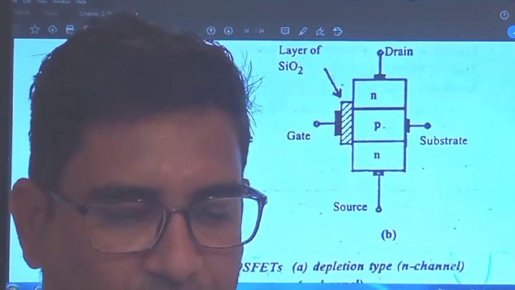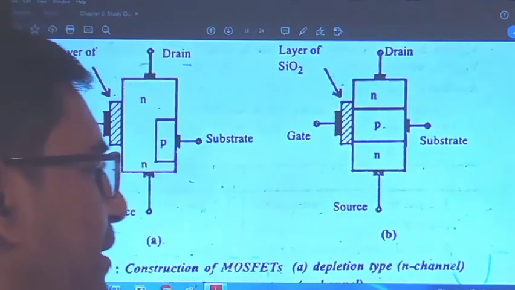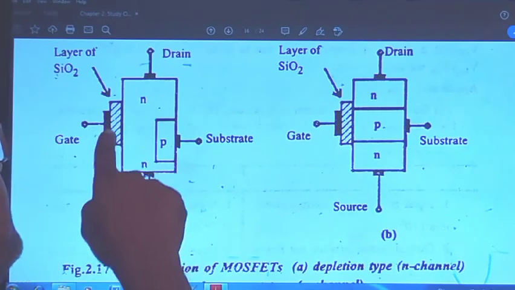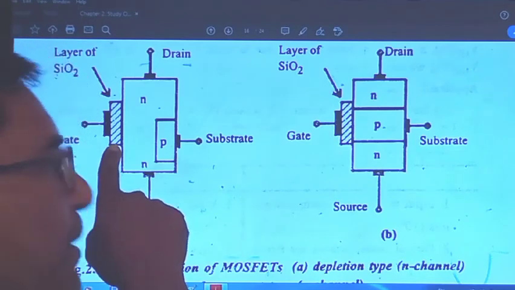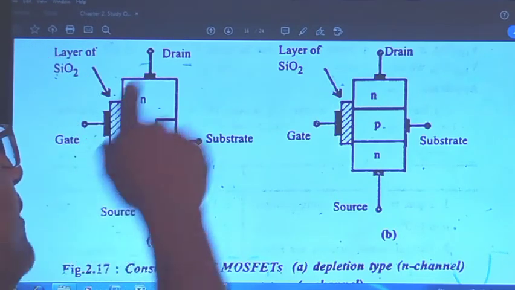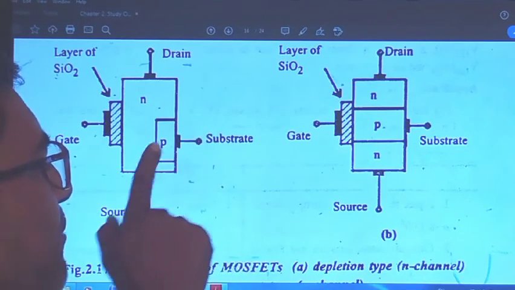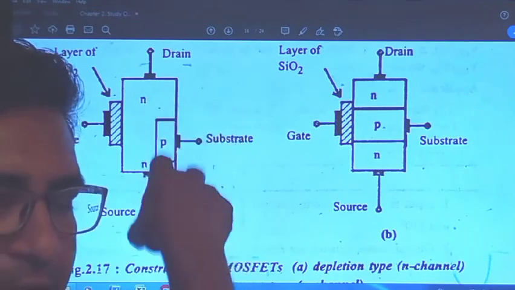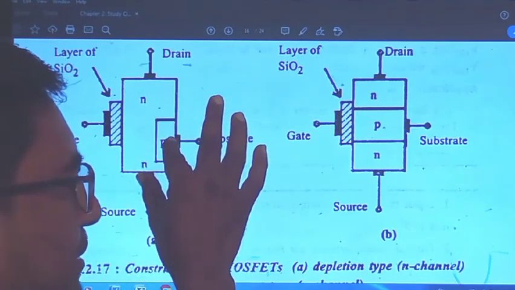It gives you the construction for the metal oxide semiconductor. The first one, the depletion type, is an N channel. Here the layer of SiO2 is inserted, and just beside it there is a gate, the drain terminal, the source terminal, and the substrate terminal. This substrate terminal is connected to the channel, which is internally connected to the source. That's why it is marked like this.